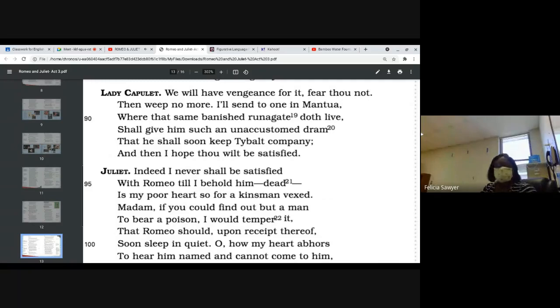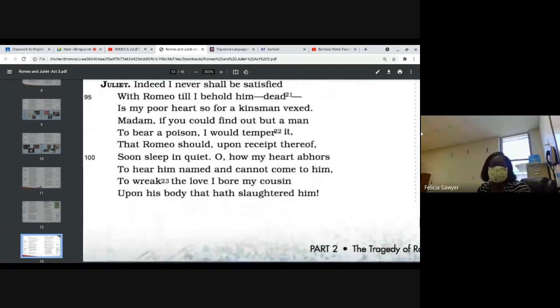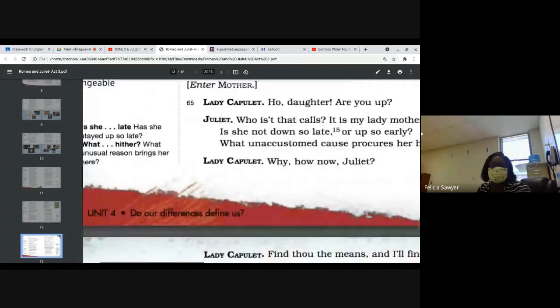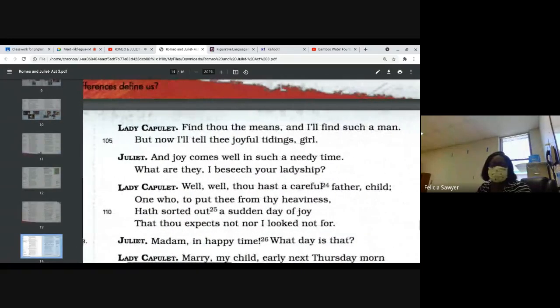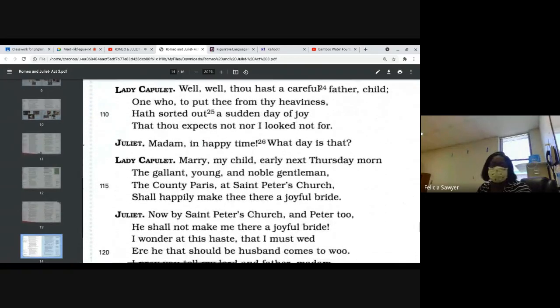Oh, how my heart abhors to hear him named, and cannot come to him, to wreak the love I bore my cousin Tybalt upon his body that hath slaughtered him. Find thou the means, and I'll find such a man. But now I'll tell thee joyful tidings, girl. And joy comes well in such a needy time. What are they, I beseech your ladyship?